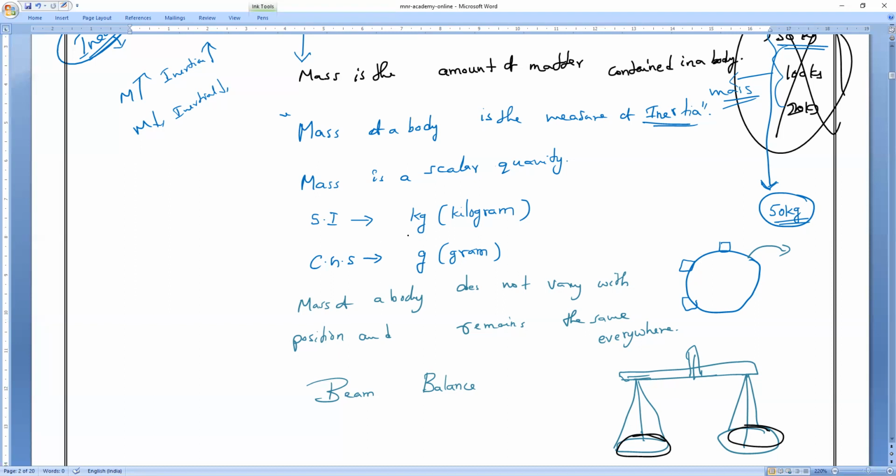So what is the SI unit? Kilogram. What is the CGS unit? Gram. And it is measured by a device called as what? What is the device we use to measure? Beam balance. Beam balance is what you have to remember.